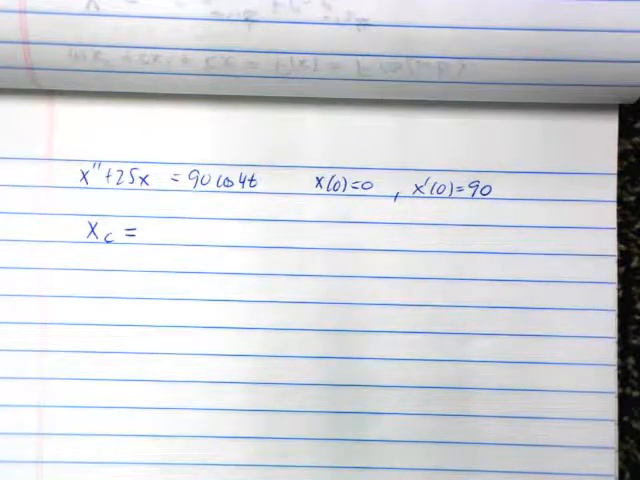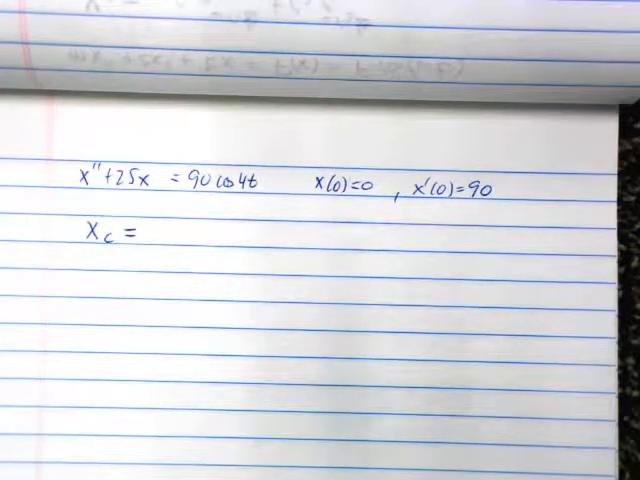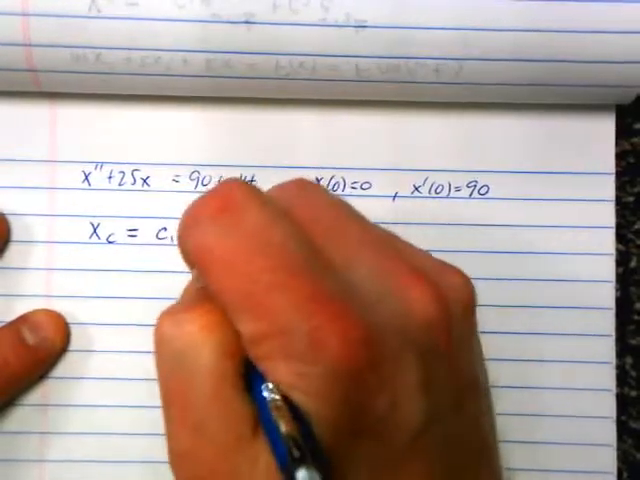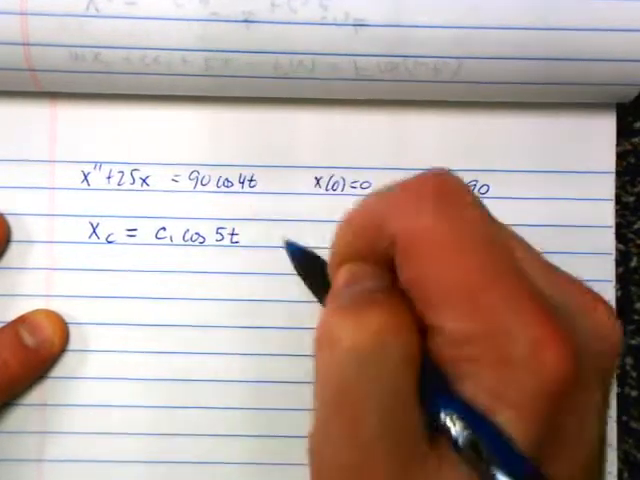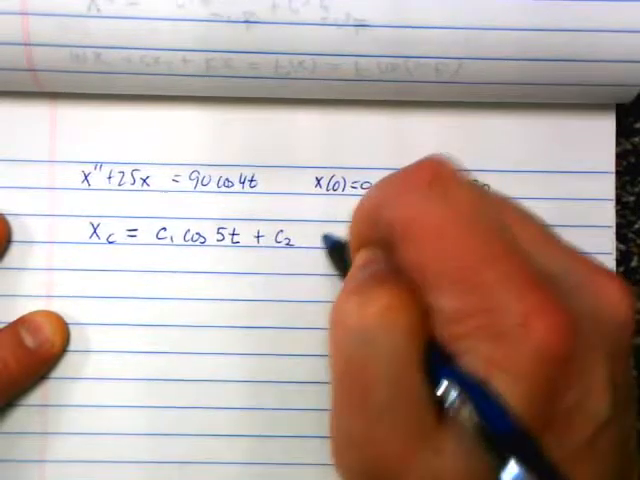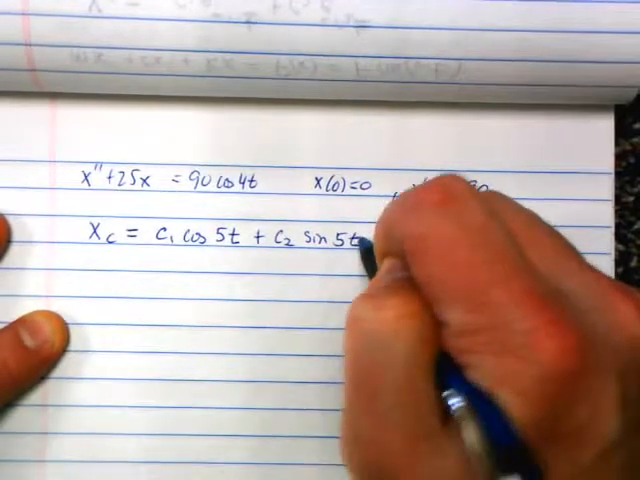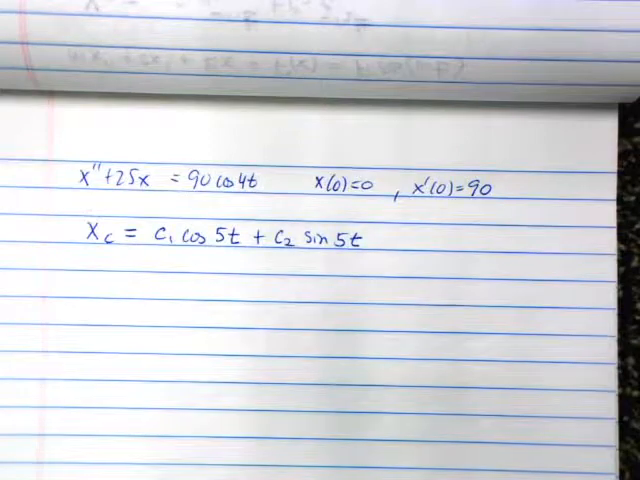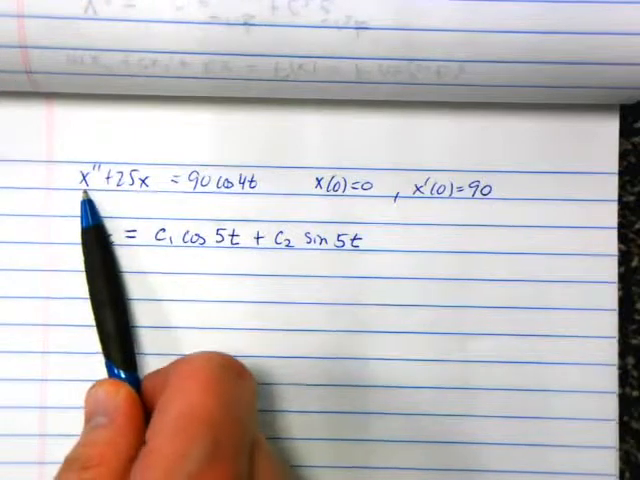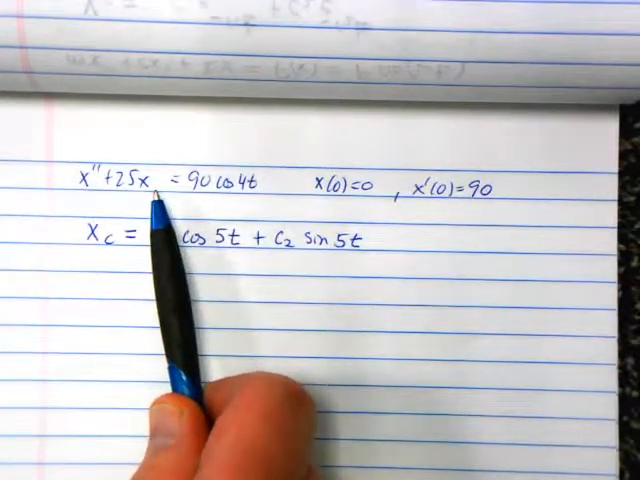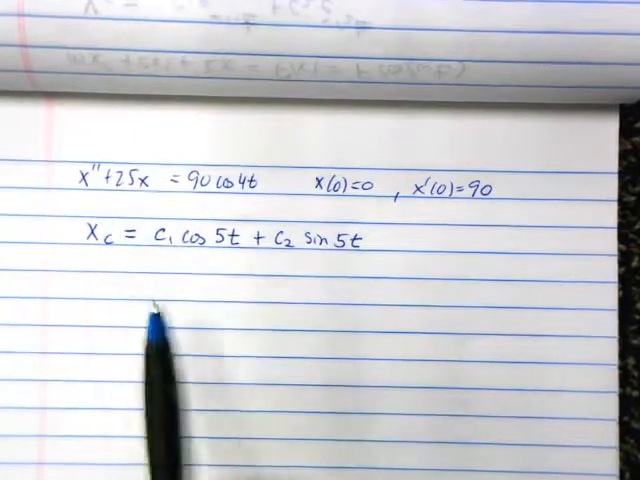What's your complementary solution? C1 cosine 5t plus C2 sine 5t. Why cosine 5t and sine 5t? Where'd the 5t come from? Came from the 25. This would be r squared plus 25. So you'd have r equals plus and minus 5i. So there's your complementary.